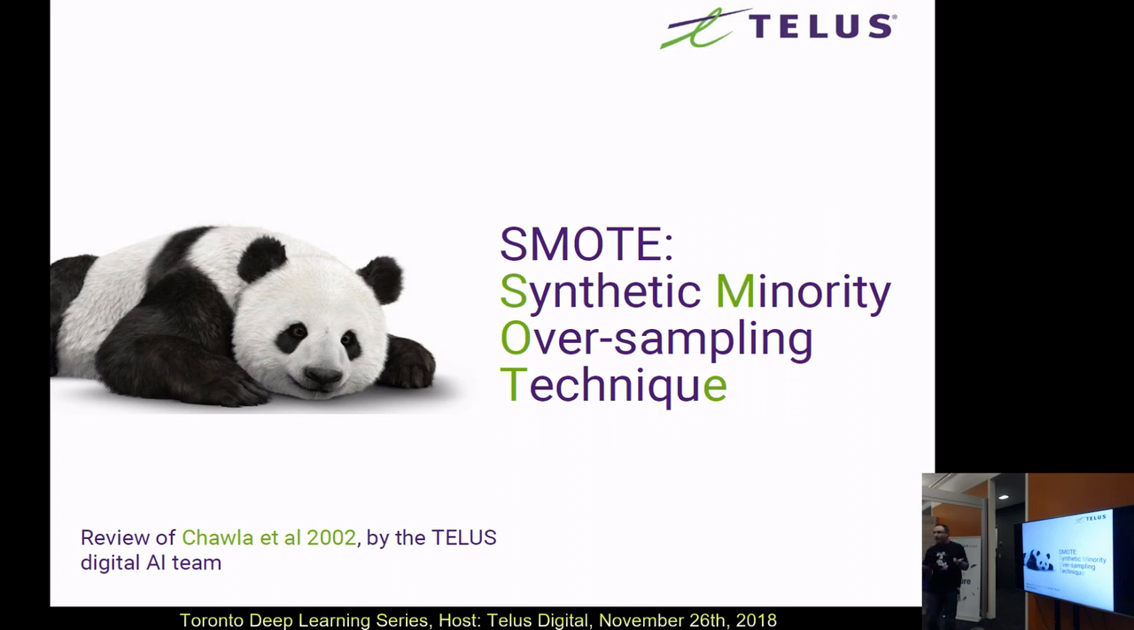Okay, so we decided to talk about SMOTE, the synthetic minority oversampling technique. This is actually a pretty old paper. It was published back in 2002.